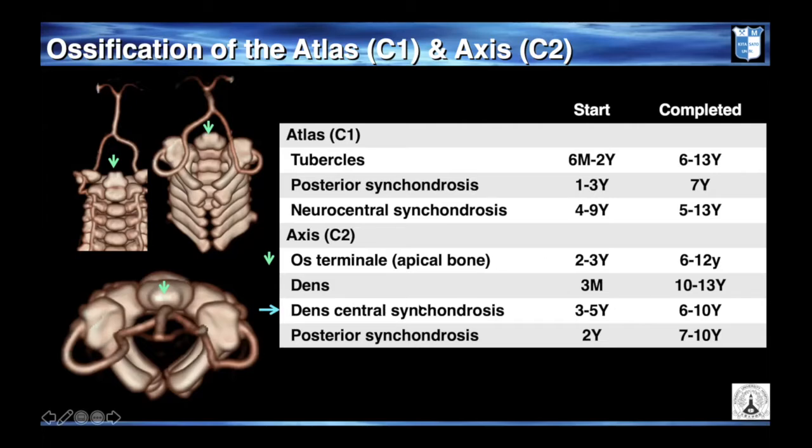And then the central synchondrosis here. Ossification starts at 3 to 5 years and finishes, with complete ossification, at 6 to 10 years. So if the patient is 15 years old or older, you can think the patient has an adult form of ossification in the cranio-vertebral junction.